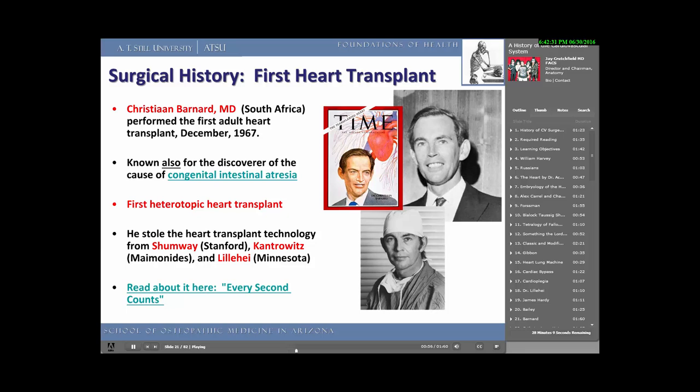So Christian Barnard traveled from South Africa to Minnesota and watched Dr. Shumway perform the procedure on dogs, and learned as much as he could from the University of Minnesota's program. He then went back to South Africa and performed the first adult heart transplant in December of 1967. His patient only lived for 18 days.